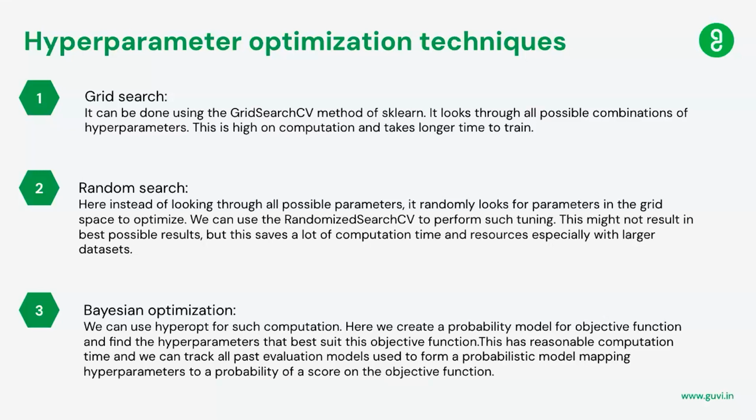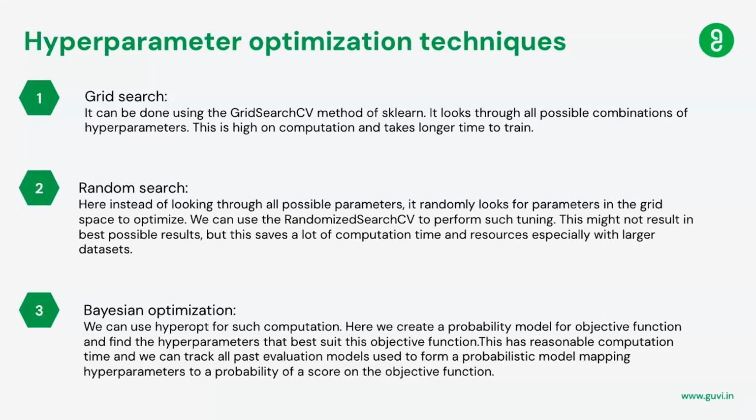Other than grid search, there's another technique called random search. In random search, instead of looking through all possible parameters, it will randomly pick a few parameters from the grid space and then try to optimize that. So you can use the RandomizedSearchCV technique to perform this.